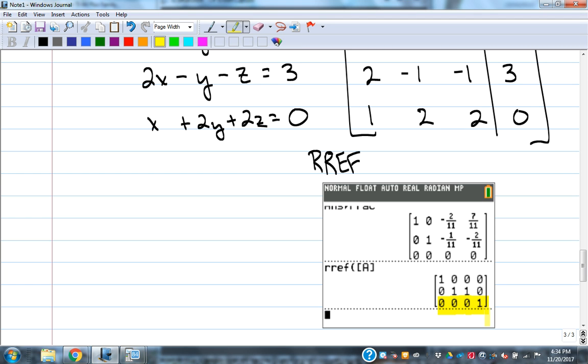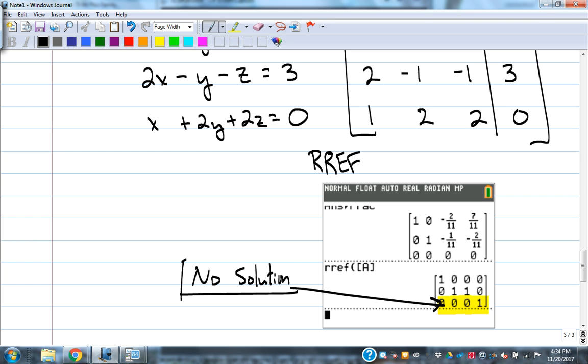Does 0 ever equal any other number? No. So these are the easiest ones. That right there tells you that it's no solution. And then there's nothing else to do. That's my favorite ones. Other than the ones that have one solution.